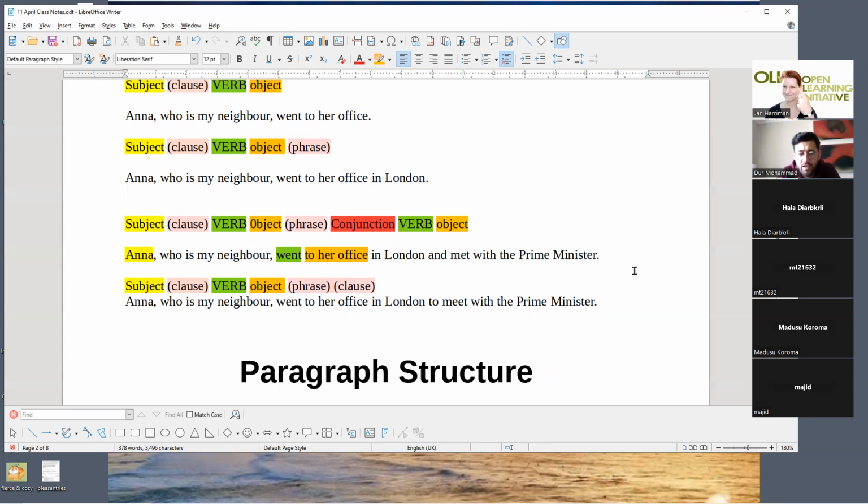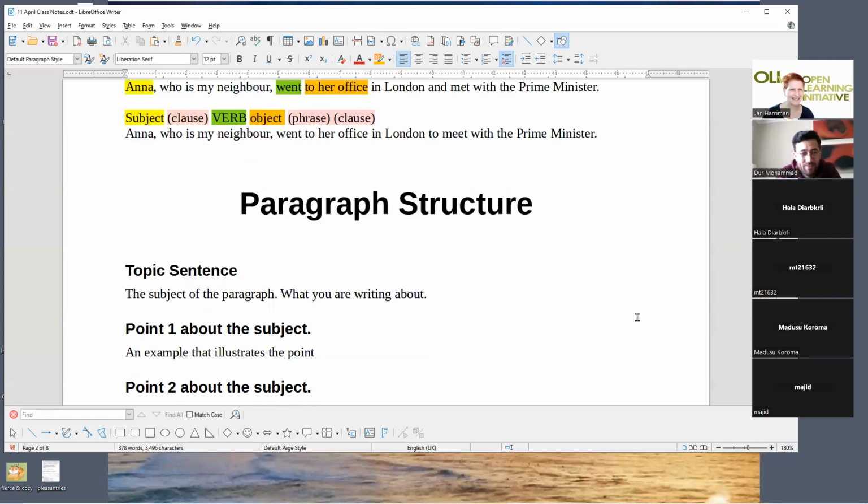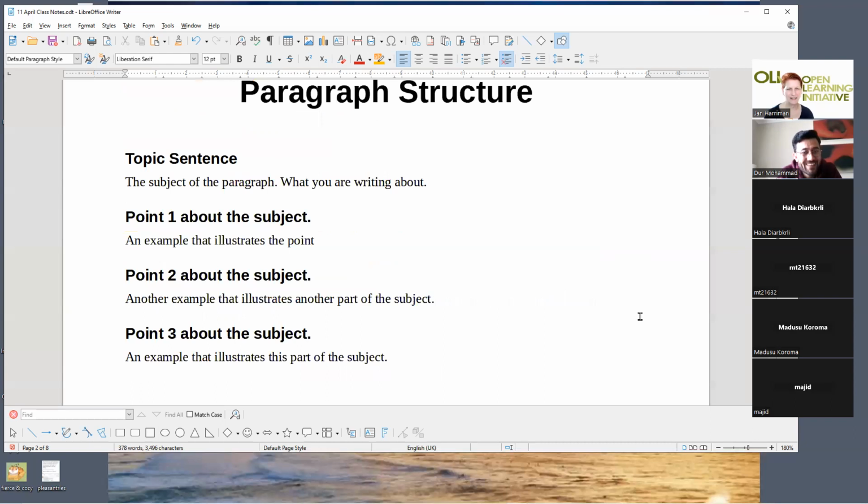Topic sentence, then we have supporting sentences, and then a concluding sentence, sorry. Yep, and there we are. So the first sentence has got to tell you what's going to be in the paragraph. Point 1 and point 2 should be examples that illustrate the point. Should include examples.